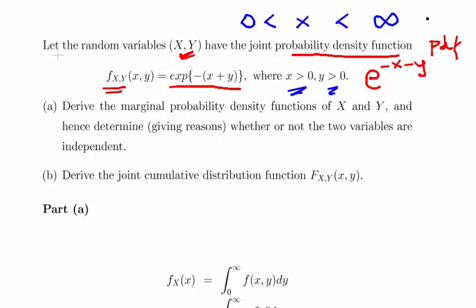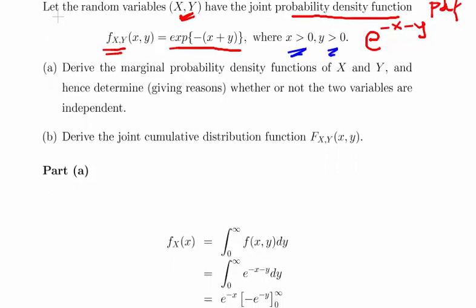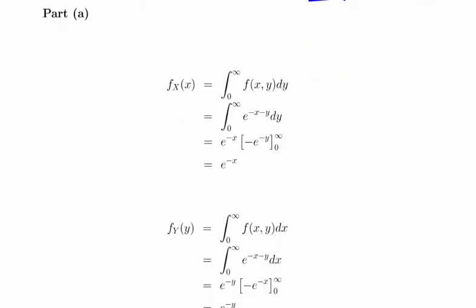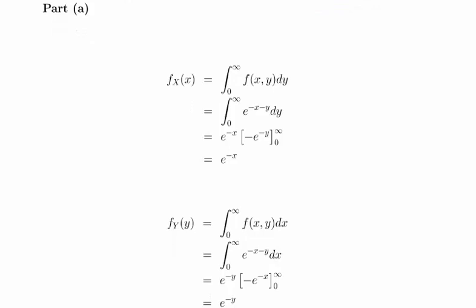So derive the marginal probability density functions of X and Y, and hence, giving reasons, state whether or not the two variables are independent. And later on, what we're going to do is find the joint cumulative distribution function F of xy, where we're talking about capital F there. We'll come back to that shortly, but be careful about capital F and lowercase f. We start off the same way in both cases.